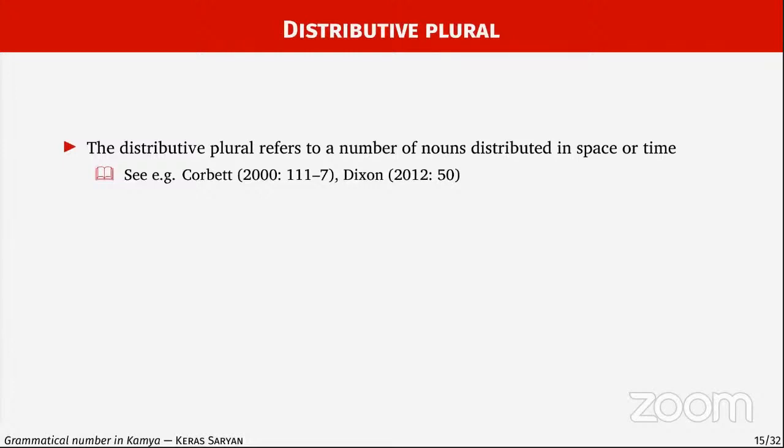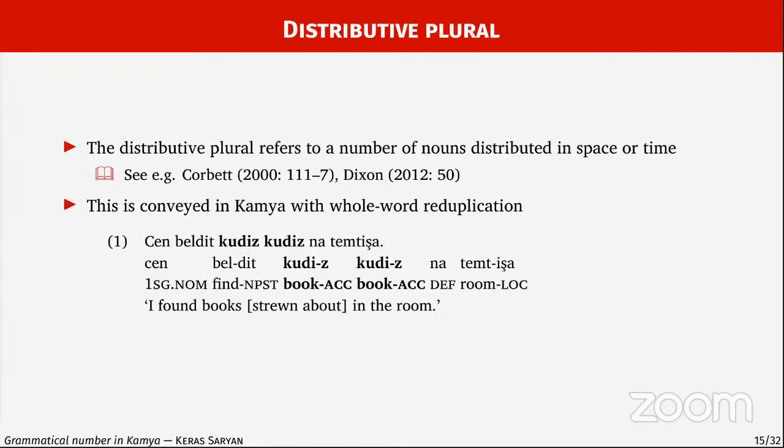Then a couple of notes on extra number related things, which is that nouns also have a distributive plural marking mechanism, and this just marks a number of nouns distributed in space or time in some way. And this is marked by whole word reduplication. So if I said a sentence like Jim belit kudis na timtisha, this would mean I found books in the room, but the books were kind of strewn about the room.